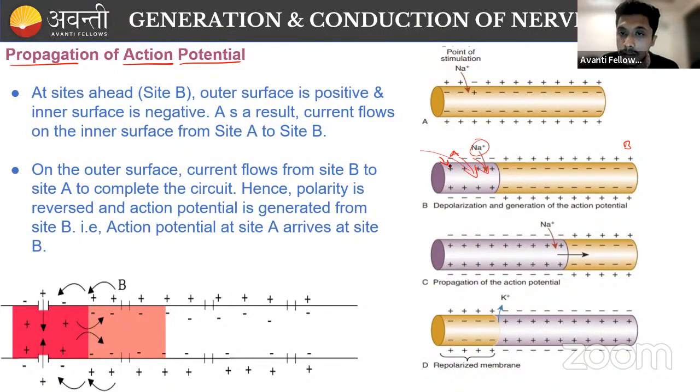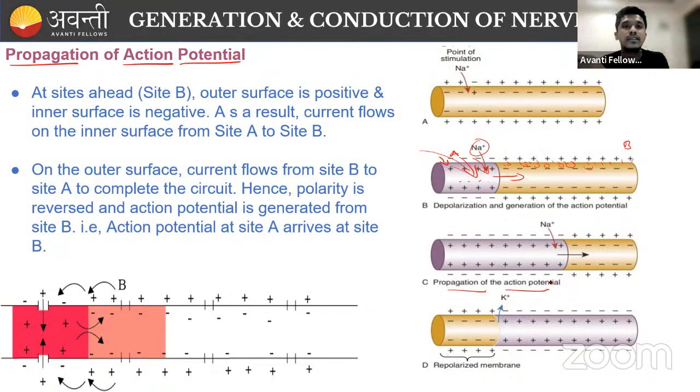Now what is happening? As the inflow of the sodium ions starts taking place, down the cell or down the axon, more and more of these ion channels keep opening in a series fashion, one by one, like gates. That will result in propagation of action potential.